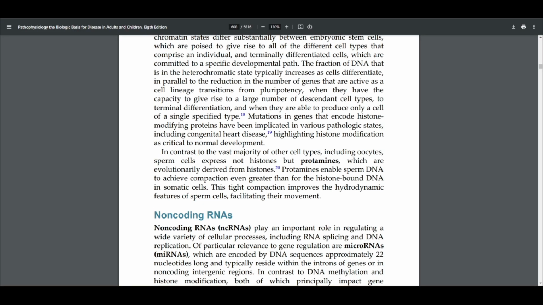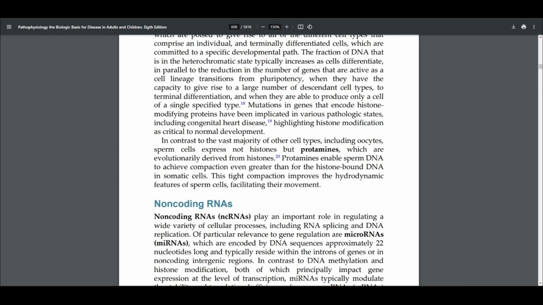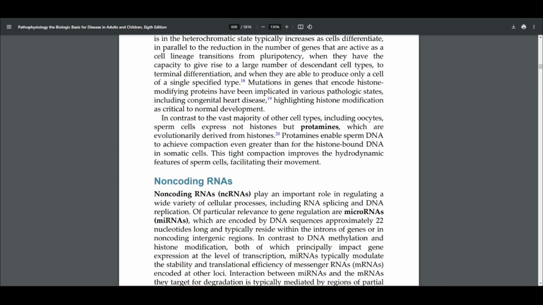Mutations in genes that encode histone-modifying proteins have been implicated in various pathologic states, including congenital heart disease, highlighting histone modification as critical to normal development.